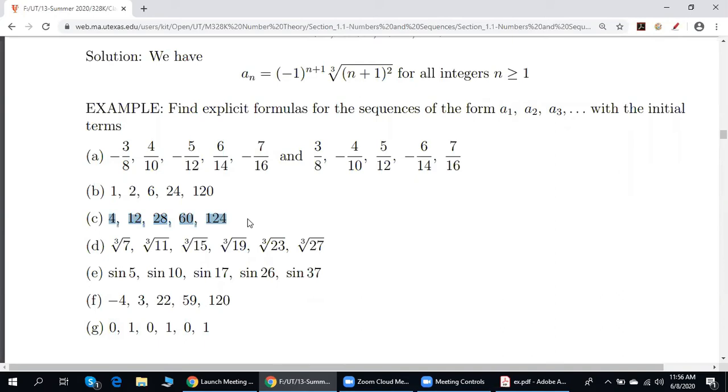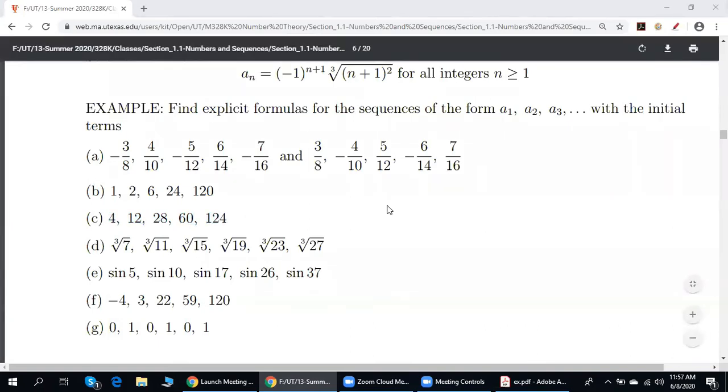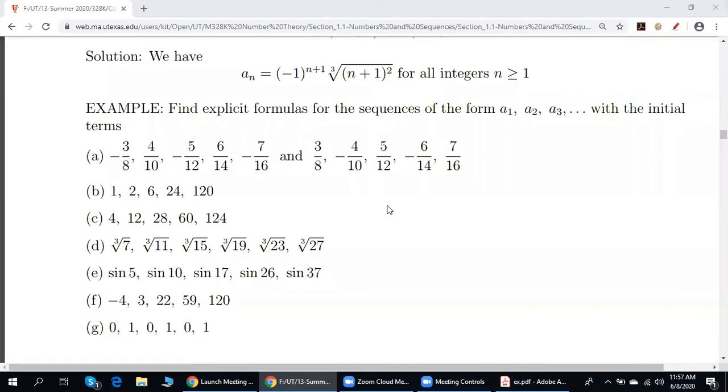Well, I first subtracted, found the difference between each number. Okay, you started with the following. Maybe it's an arithmetic sequence. It did not work, right? Right. Because 12 minus 4 is 8. 28 minus 12 is 16. So this is not an arithmetic sequence.